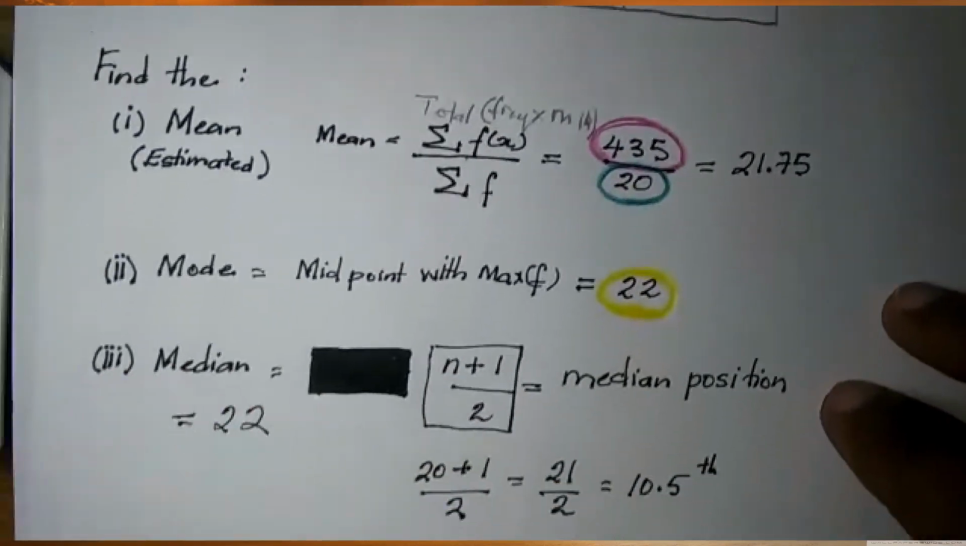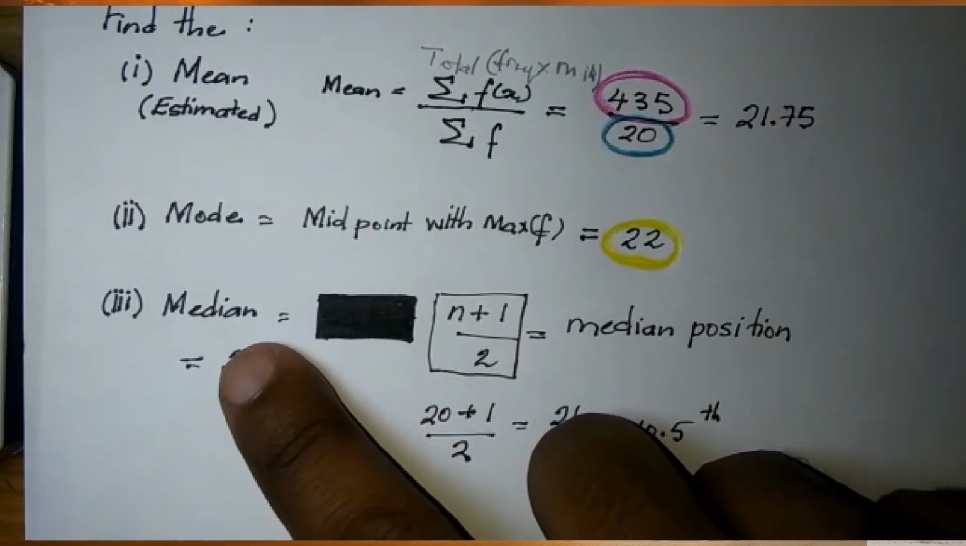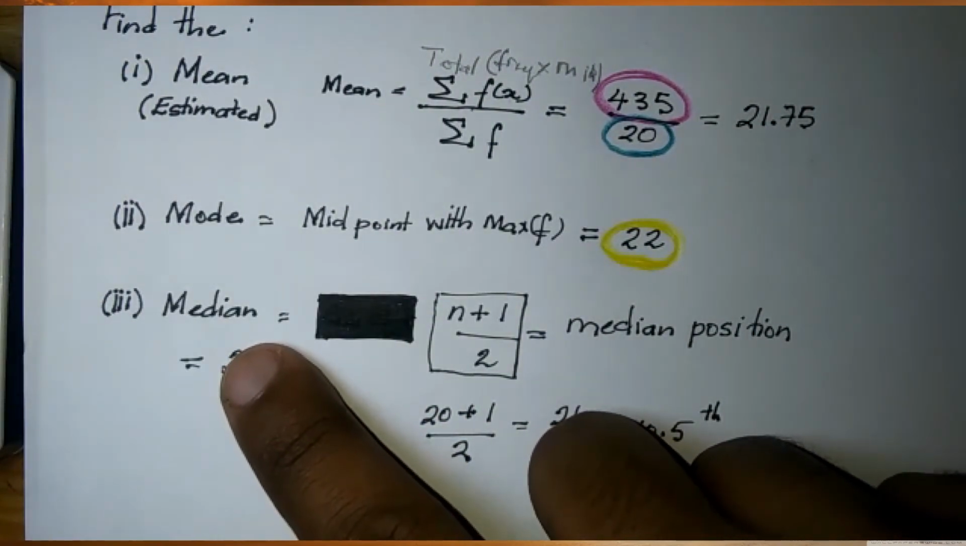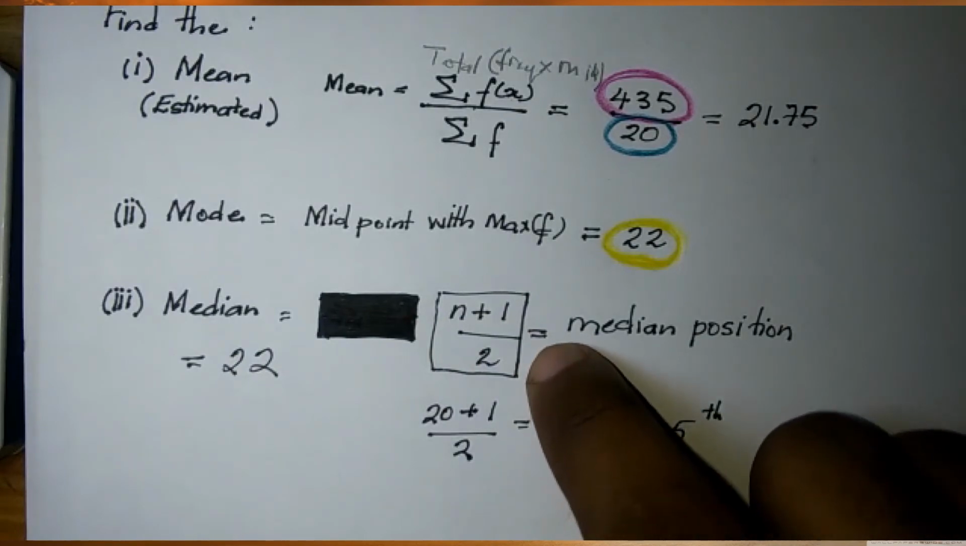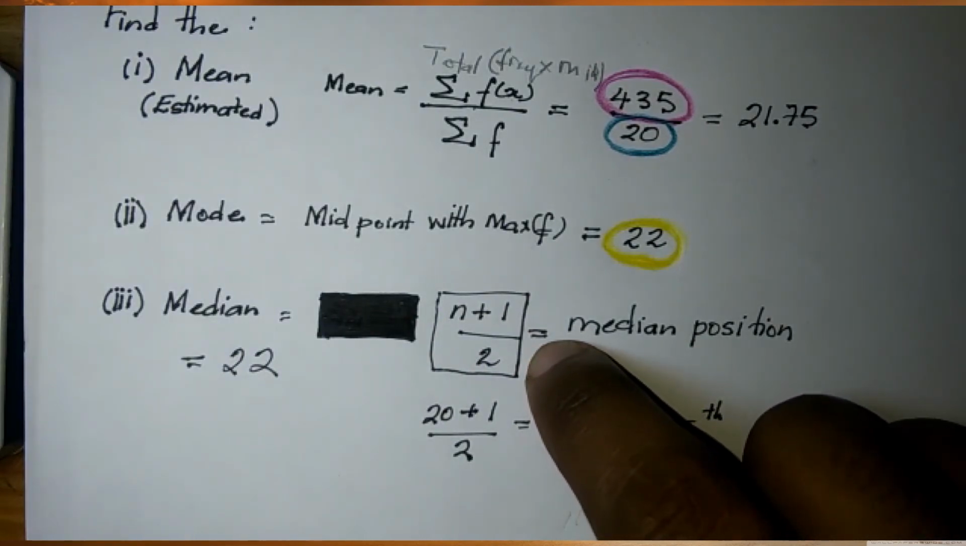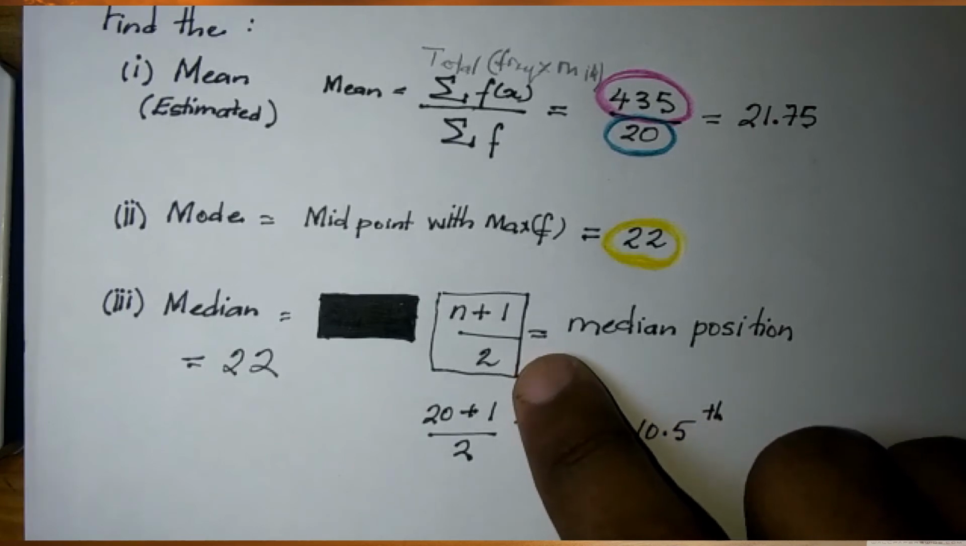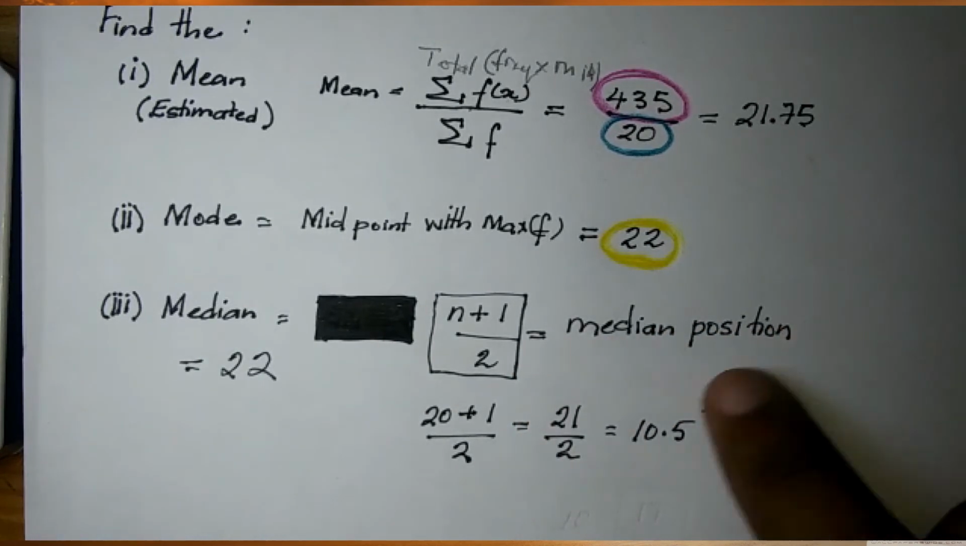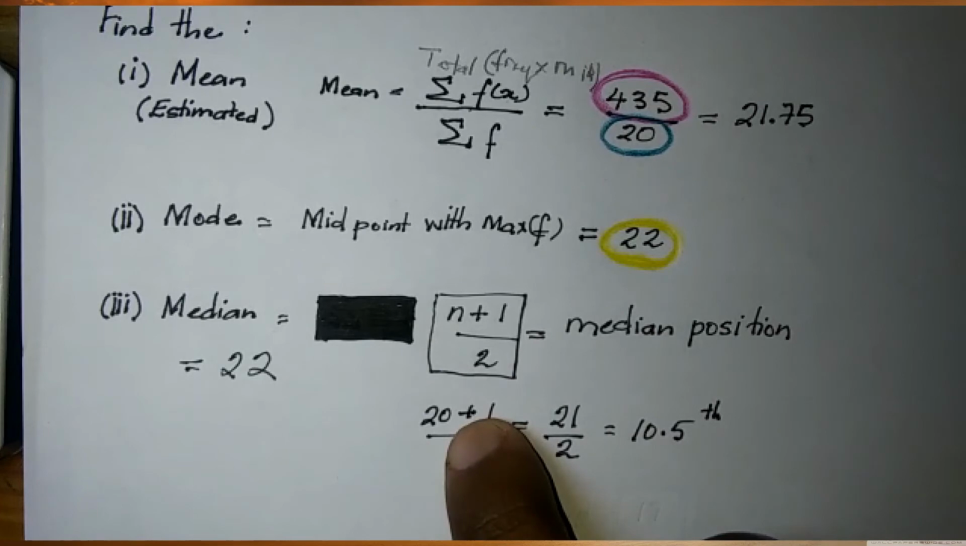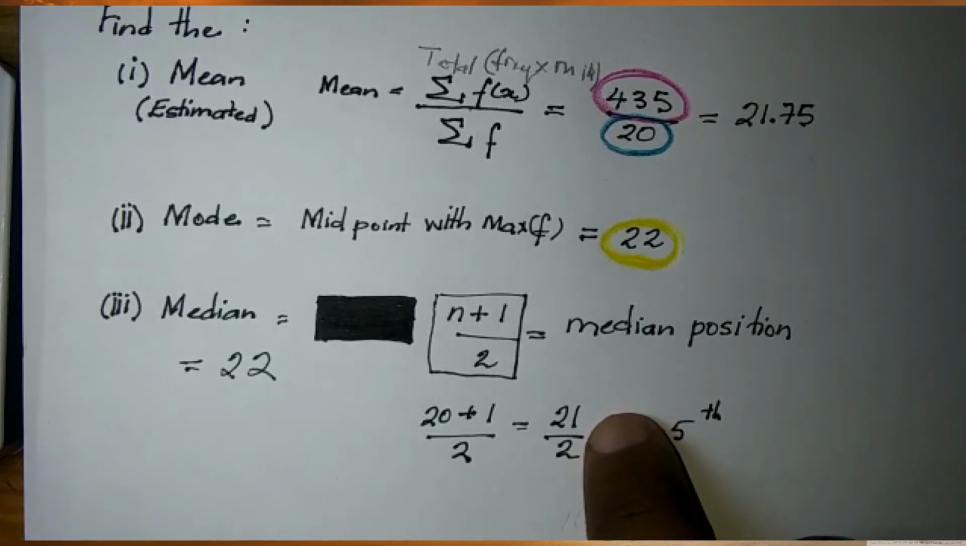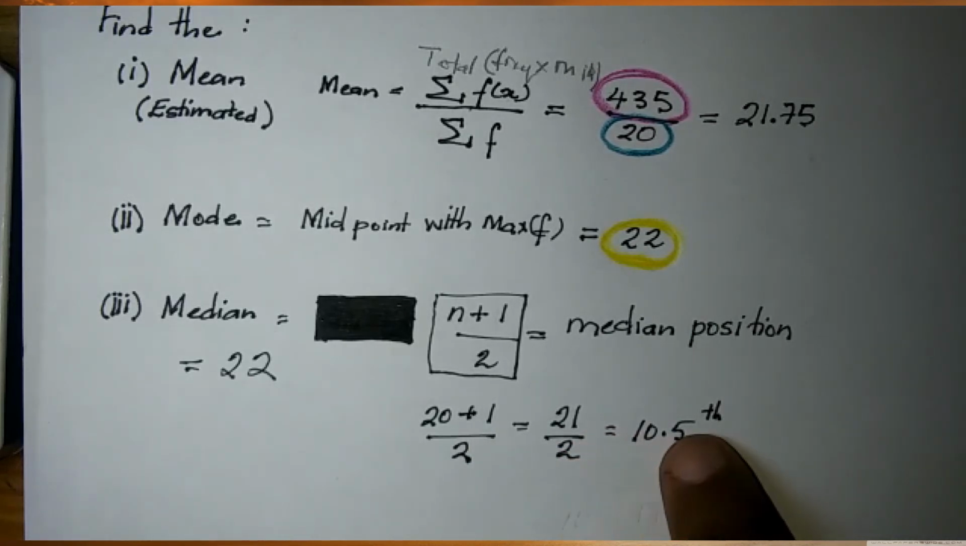Next question that they would ask us is to calculate the median. First, you have to know where the median is. The median is halfway between the total frequency. So we use this formula: total frequency, which is the N, plus 1, divided by 2. That will tell us where the median is. Our total frequency was 20. We added 1 to it and divided by 2. Just follow the formula: 20 plus 1 is 21, divided by 2. When I put that in the calculator, I ended up getting 10.5.